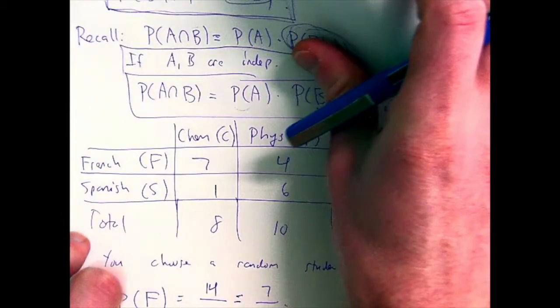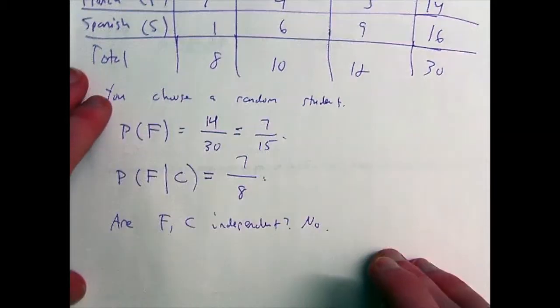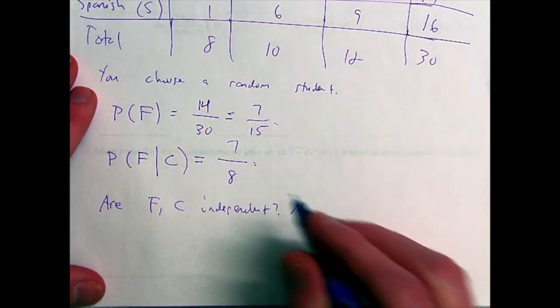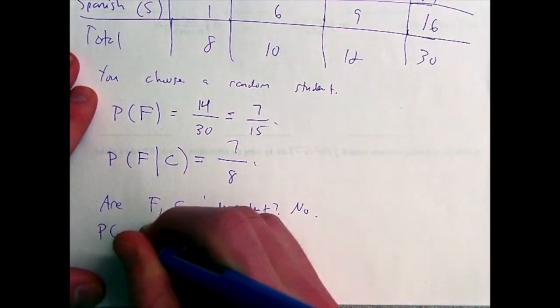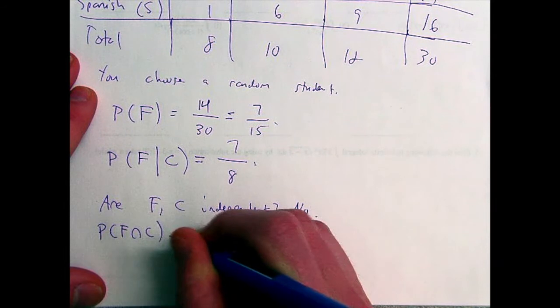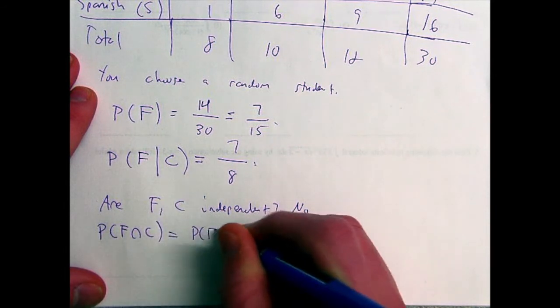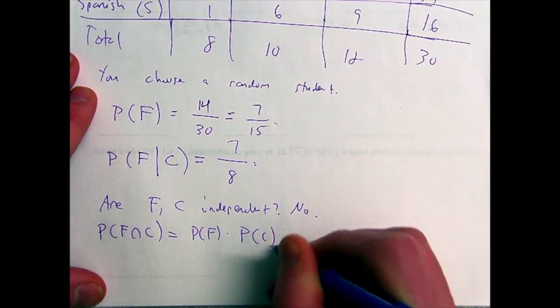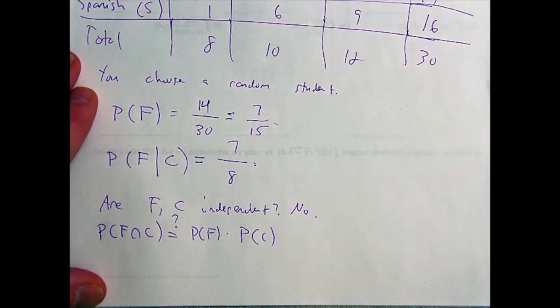So the test for independence says the events F and C will be independent if and only if the probability of F and C is equal to the probability of F times the probability of C. So the question is, are those two things equal? If they are equal, then they're independent, and if they're not equal, then they are not.